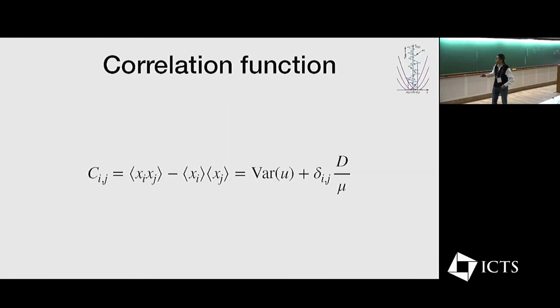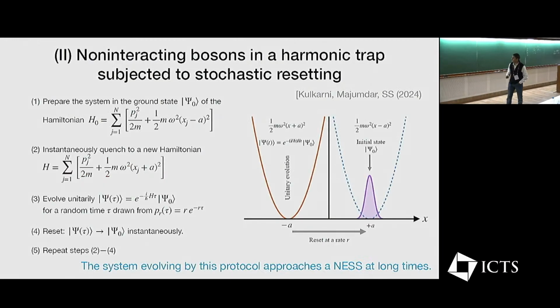The second problem is a quantum problem. You have a harmonic potential centered at x equal to plus a, and you have a large number of non-interacting bosons. You cool the system so that they are in the ground state. So we start with the ground state of this Hamiltonian.